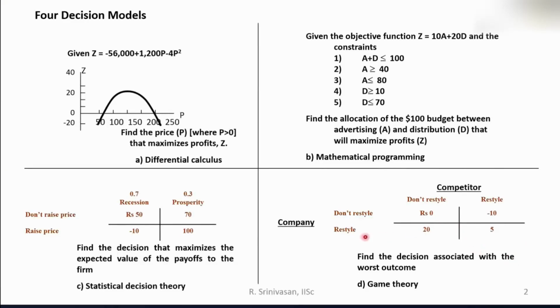As a company, when are you very well off? That is, you restyle, the competitor doesn't restyle. But normally that doesn't happen. Kindly note that. The competitor will not allow you to run away with 20 rupees profit. So you restyle and the competitor also restyles. Both of you may end up making 5 rupees profit. This is probably the best scenario where both of you are at an advantage. So this is characterized by this expression, I am okay, you are okay.